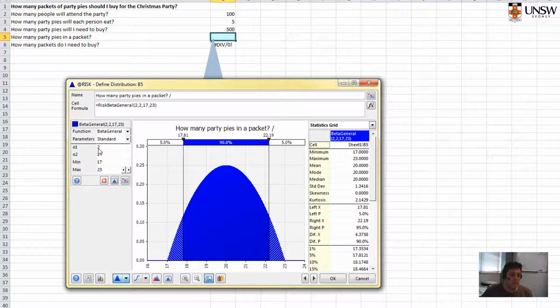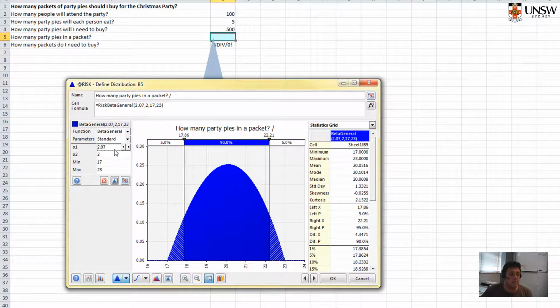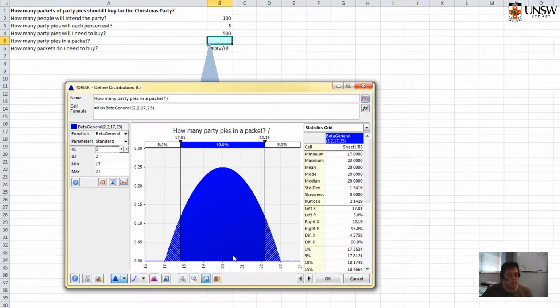And you can play around with these alpha and beta parameters, which will change the shape of that distribution. But let's leave it as it was on both values, right on 2, because I think that looks like a reasonable distribution. So around about 20 party pies in a typical packet, could be as few as 17 or 18, could be as high as 22, 23.